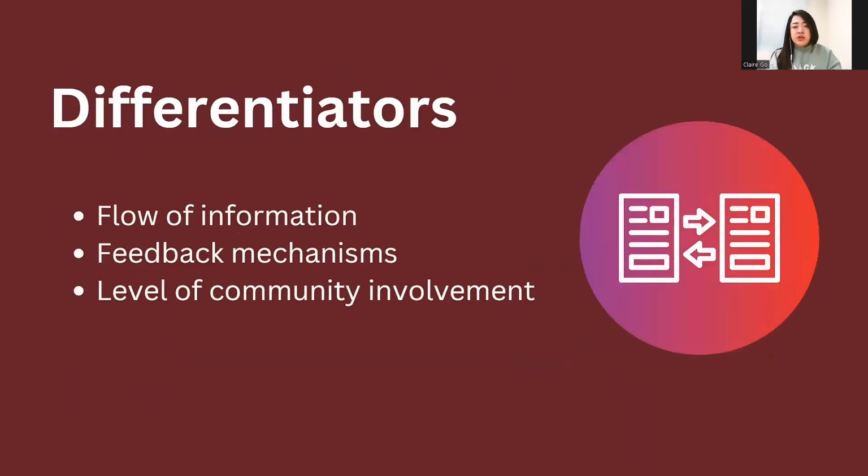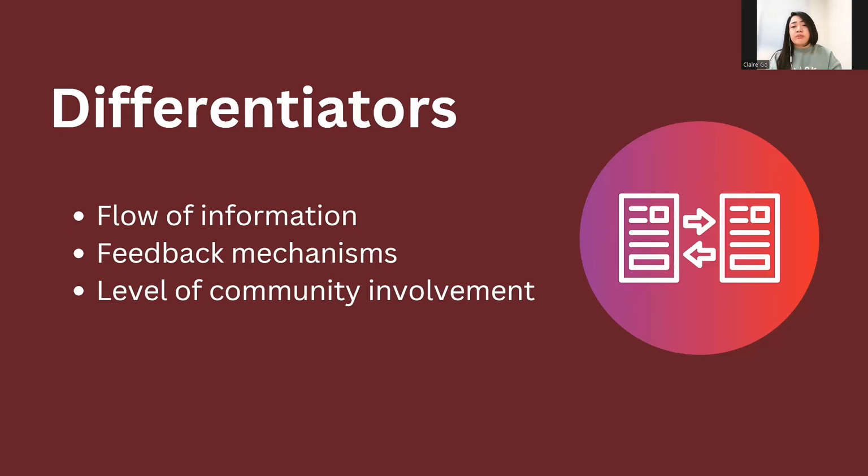As we compare traditional and communication for development approaches, let's zoom in on three critical differentiators. First is the flow of information. In traditional models, information often follows a one-way path from sender to receiver. In communication for development, it's a dynamic two-way flow engaging participants actively. The second one is feedback mechanism. Traditional models typically have limited or sporadic feedback. Contrastingly, communication for development thrives on continuous feedback loops, fostering an ongoing exchange of insights. Third is the level of community involvement.